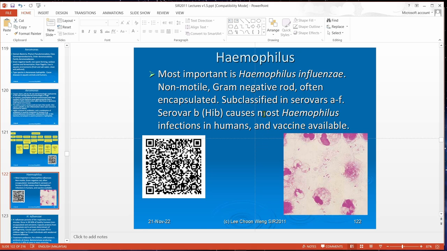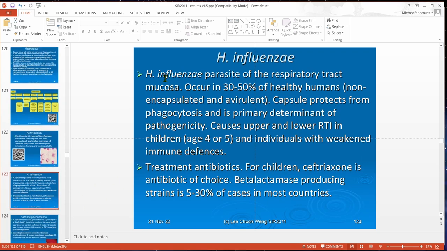However, a vaccine for serovar B is available. Haemophilus influenzae is a parasite of the respiratory tract mucosa and occurs in 30-50% of healthy humans as non-encapsulated and avirulent. The pathogenic type will have a capsule that protects them from phagocytosis and is a primary determinant of pathogenicity.